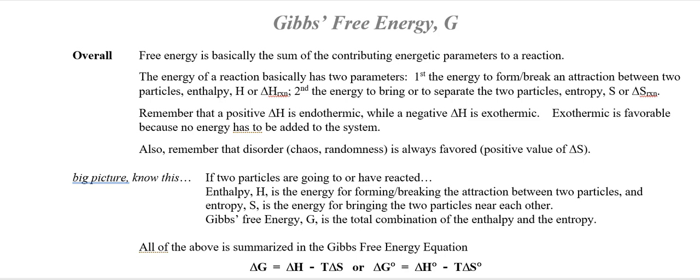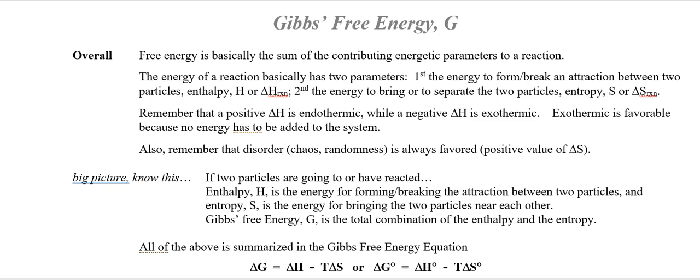Previously, we've talked about enthalpy, bond breaking, bond making type energy, delta H, and we talked about entropy, the measure of the disorder, always favored by the universe. So it's always good to screw things up because the universe favors that. That's delta S. And basically, delta G is going to be the combination of delta H and delta S.